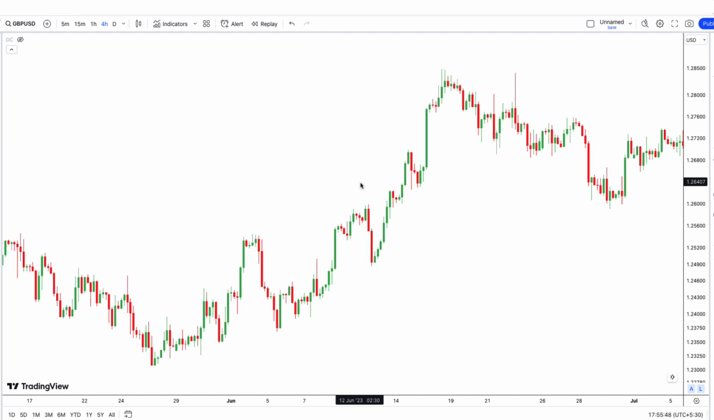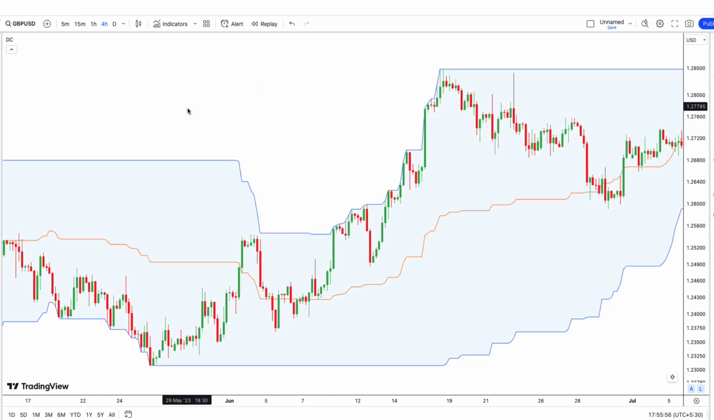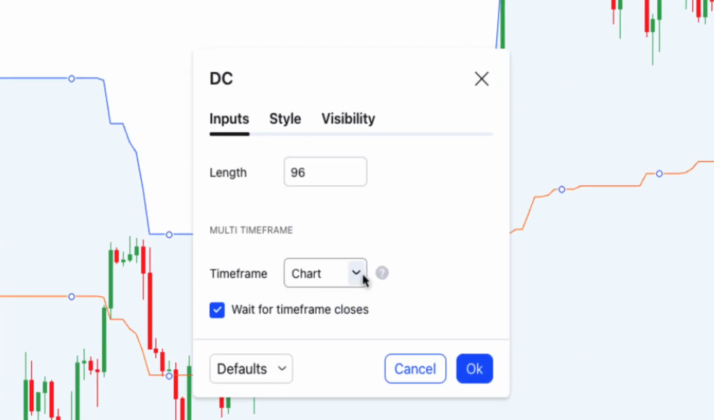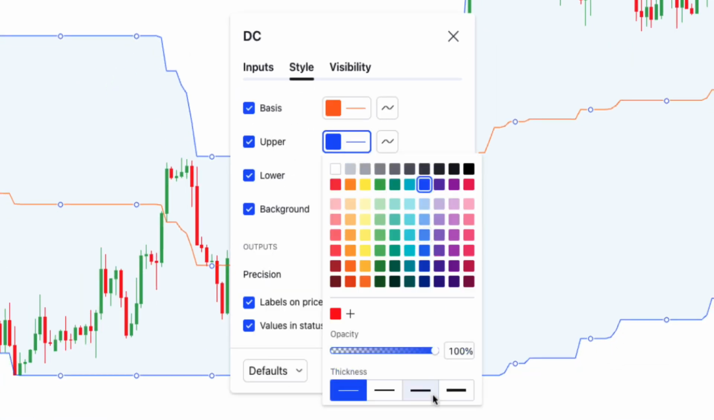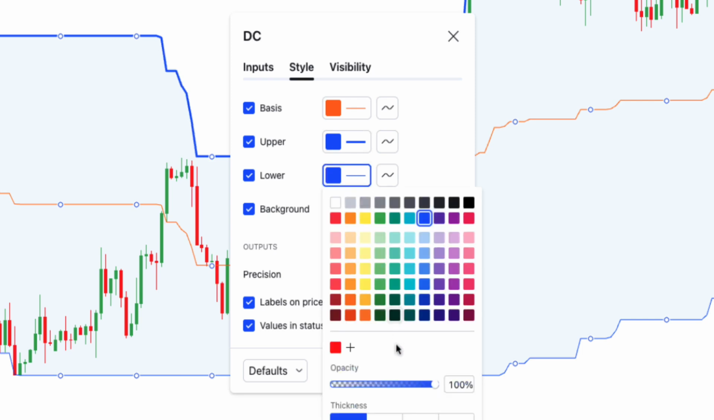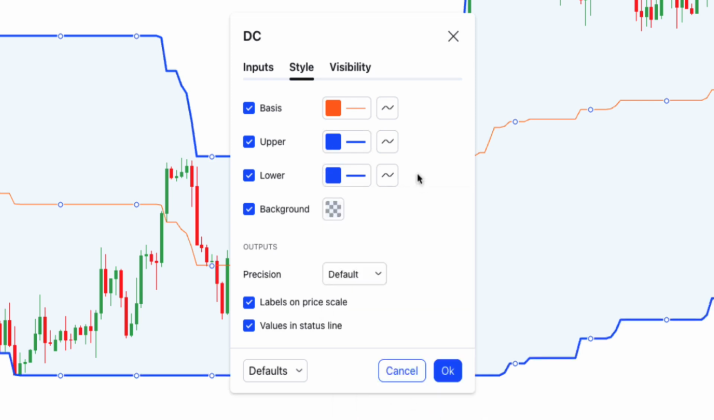Now that we have changed the length, we can see that there is also a multi-time frame option for the Donchian channels indicator. However, we won't be using this setting. Instead, let's head over to the Style tab. Once you have changed the length, we will be changing the colors of the upper and lower lines to a lighter blue in order to make them easier to see. That was all that we needed to do.